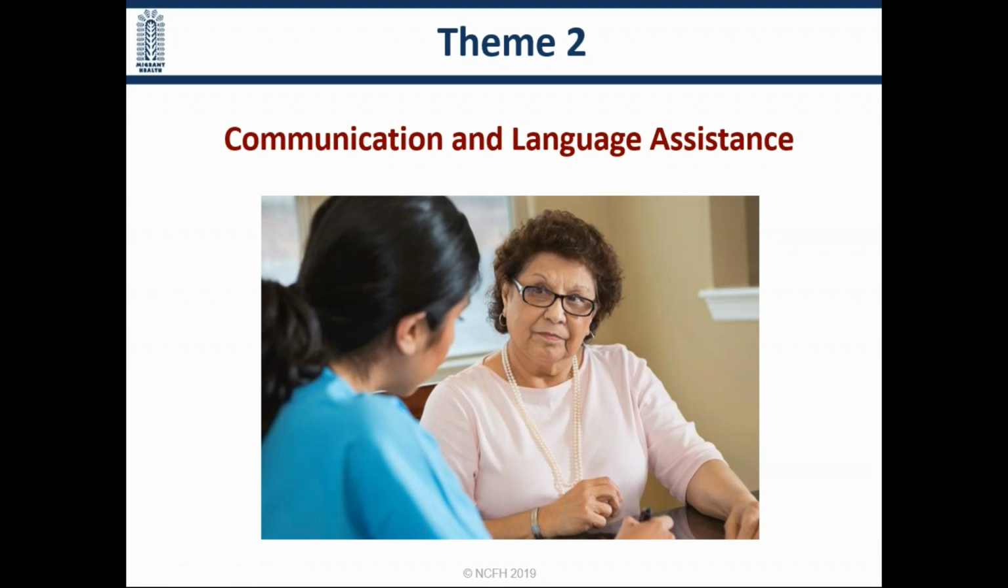Theme 2. Well, theme 2 is pretty important. It has to do with communication and language assistance. This theme broadens the understanding and the application of appropriate services to include all communication needs and services. And this includes sign language, braille, oral interpretation, and written translation.